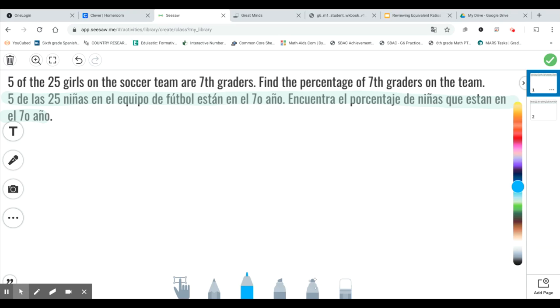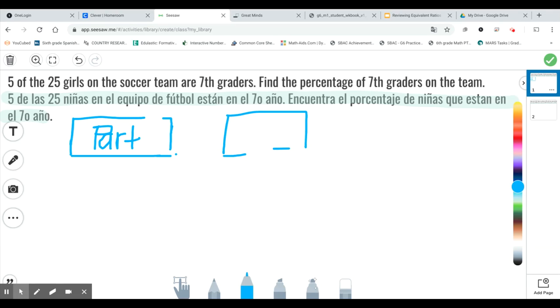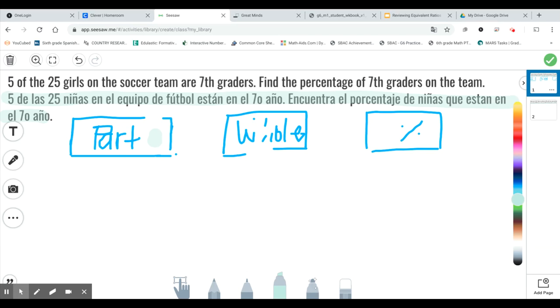Okay. To find the percent of a given value, you need to look for 3 things. We need to look for the part. We need to look for the whole. And we need to look for the percent. Necesitamos buscar la parte, el entero y el por ciento.